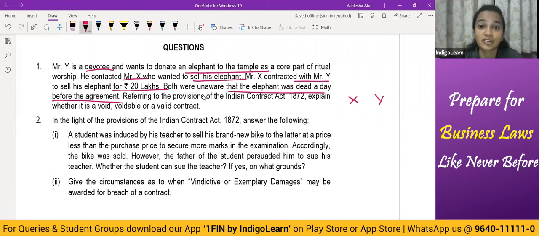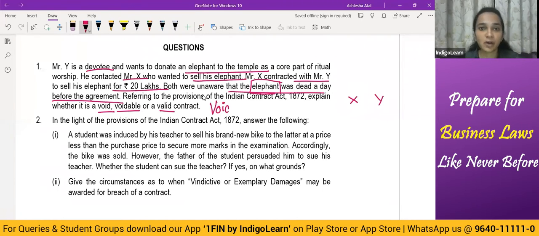So the subject matter of the contract, which is the elephant, was dead a day before the agreement was made between X and Y. In this situation, explain whether the contract is void, voidable, or valid. Now here you have to analyze and decide. The essential element of the contract, which is the subject matter, the elephant, is not in existence, and both the parties are mistaken about the existence of the subject matter of the contract. So in this situation, the contract is definitely a void contract.